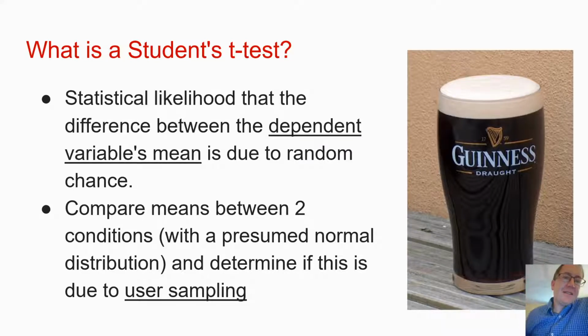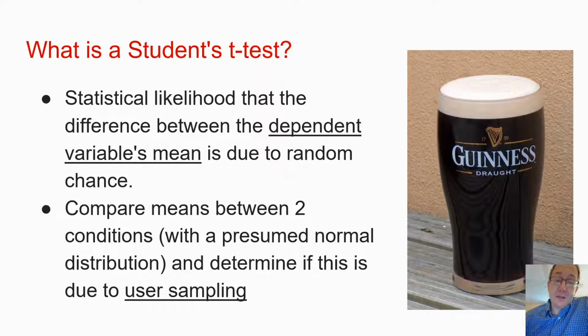It is the statistical likelihood that the difference in the means between two samples is due to random chance. So the people that get the vaccine have a 2% chance of getting COVID-19. The people that have the placebo have a 10% chance of getting COVID-19. What are the chances of that being purely due to random chance?